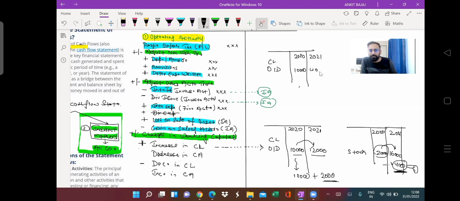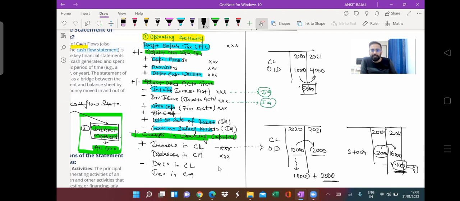Now in year 2021, let's suppose the OD balance is 4,000. So what does it mean? It means that the company has paid 6,000 rupees to the bank. So there will be an outflow of cash, right? In this case, if there is an outflow of cash, you will be reducing that amount, because we have to find out the actual cash position. If we are paying some amount, there will be an outflow of cash, right? So we have to reduce that amount.